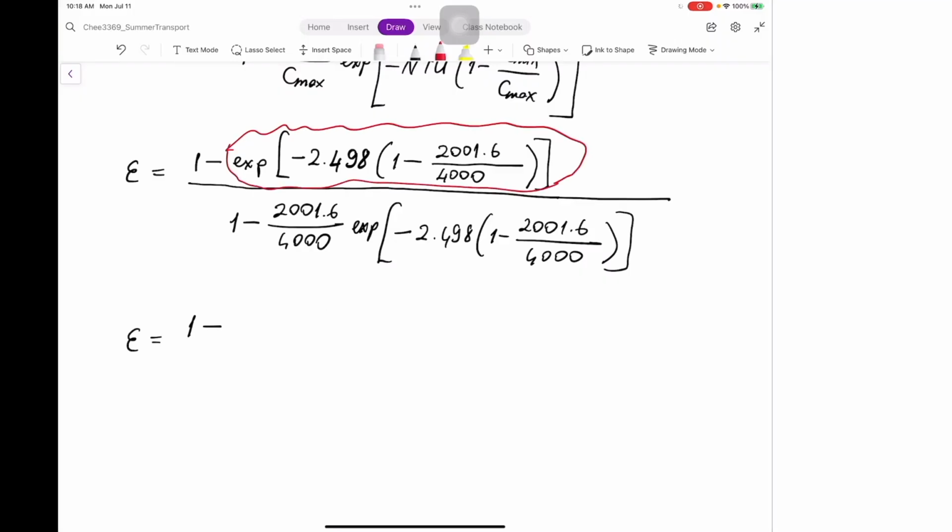Can somebody calculate it? I guess I have wrong numbers in my notes, so that's why I want to calculate this thing again. So let me use Google Calculator. Okay. 1 minus 2001.6 by 4000. Okay. Times 2.498. Okay. Exponential. Okay.